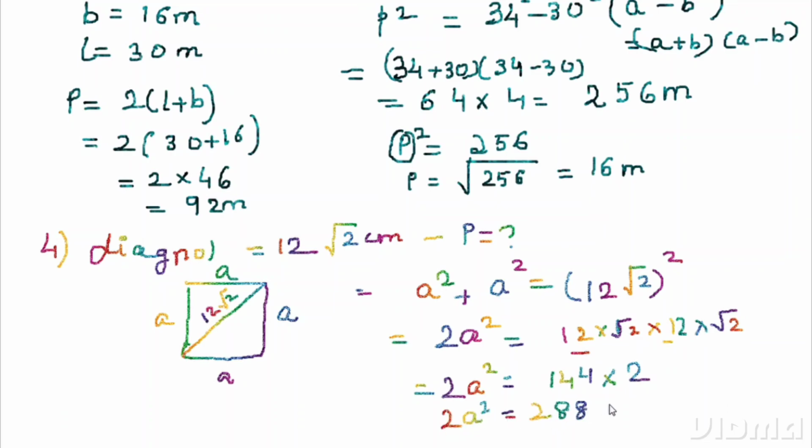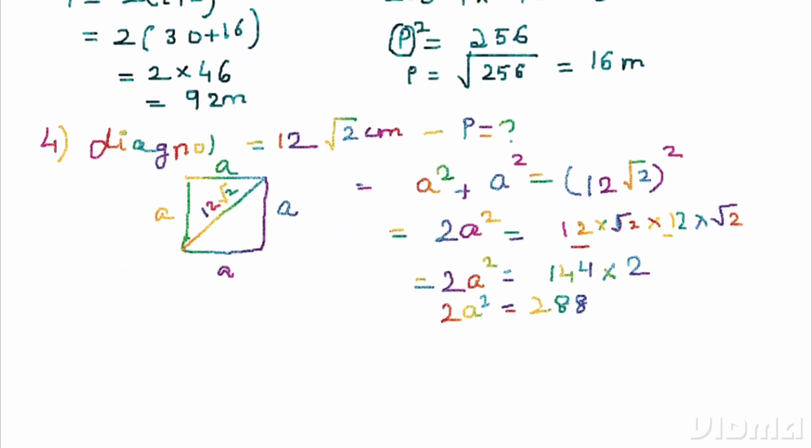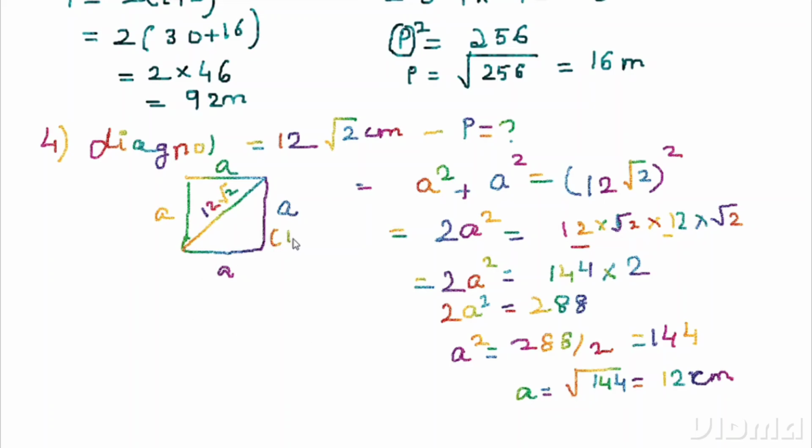So then I have got 2a square. Then what can I write? I can write what will be my a square? A square will be 288 divided by 2. That gives me 144. And then what is a? It is under root of 144 and that is 12 centimeter. So I have got the side as 12 centimeter. Once I have got the side as 12 centimeter, I can find the perimeter.